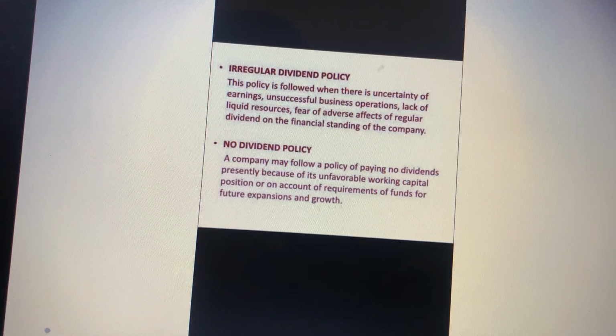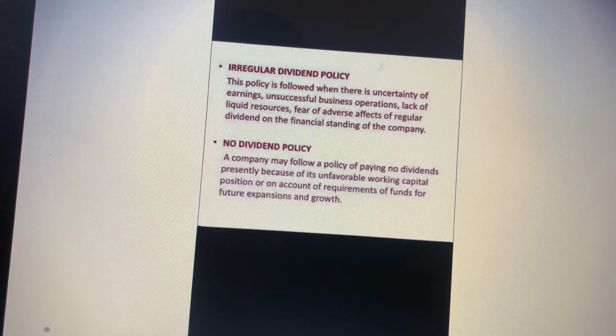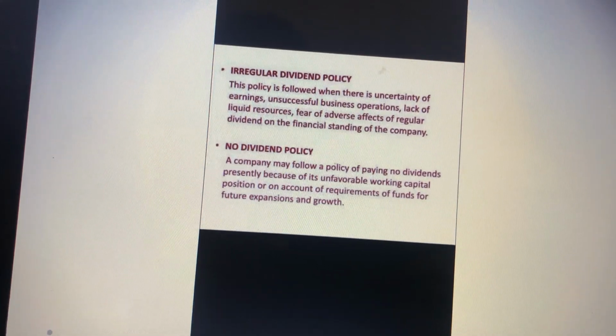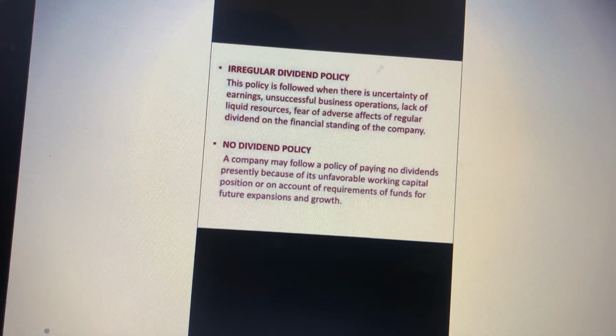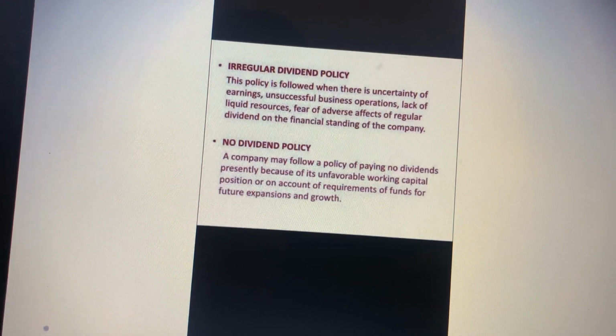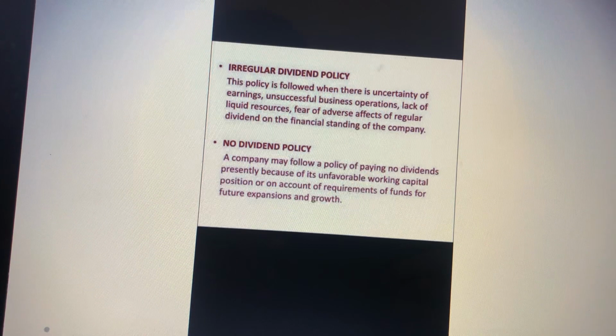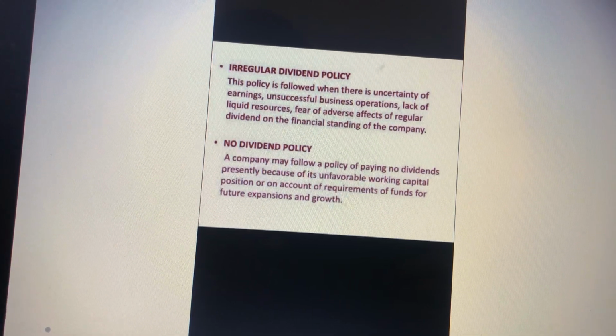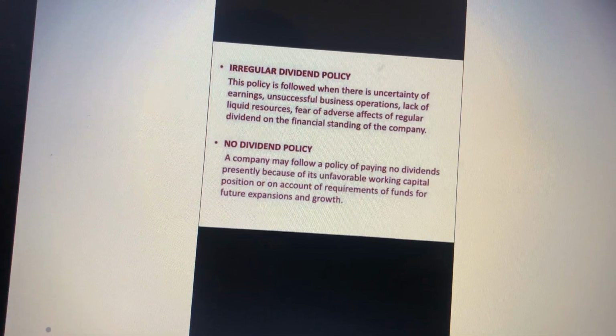Fourth one is no dividend policy. A company may follow a policy of paying no dividends presently because of its unfavorable working capital position or on account of requirement of funds for the future expansion and growth.